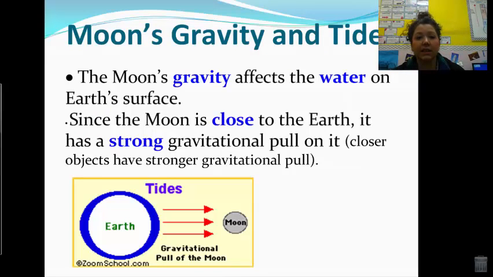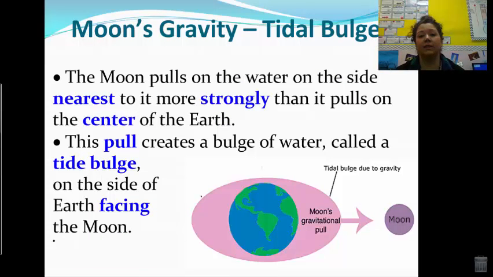And basically, this is what I just said. Since the moon is close to Earth, it has a strong gravitational pull on it, more than the sun does because it is a little bit closer. And then that gravity is going to affect the water on the Earth's surface, and we're going to see that in just a second. So the moon pulls on the water on the side nearest to it.